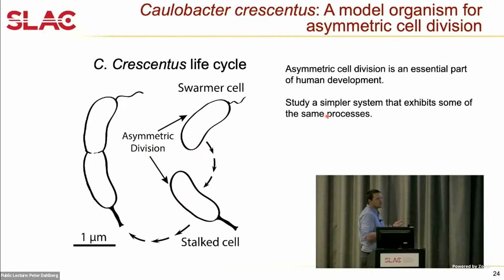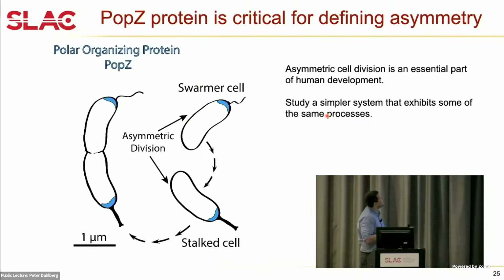So we're doing what scientists often do. We're studying a simpler system that exhibits some of the same properties to try and understand this process on a fundamental level. One protein that we know is important in this asymmetric division process is a protein called polar organizing protein Z, or POPZ for short. Biologists love to give proteins very long names, and it can become very confusing very quickly. So throughout the talk, I'll just refer to this as POPZ for short.